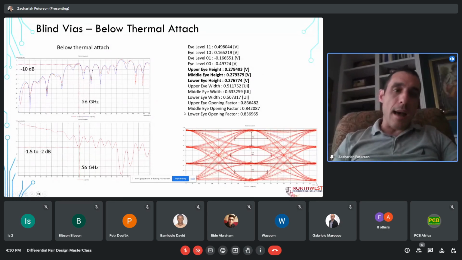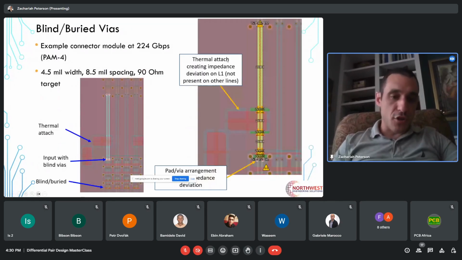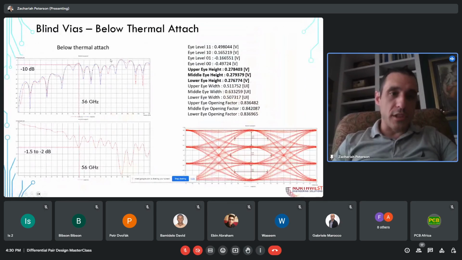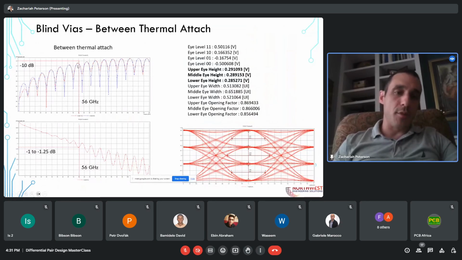So what happens if we avoid the thermal attach? Well, if we route between the thermal attach, so basically this interconnect over here, we could see that we are just below the 10 dB limit, all the way up to our target bandwidth. And then we get slightly lower loss. So it is possible to use blind vias to target these very high frequencies.